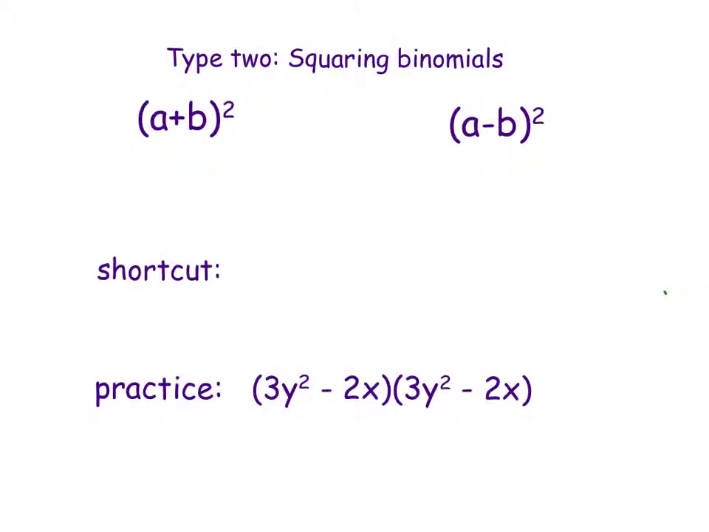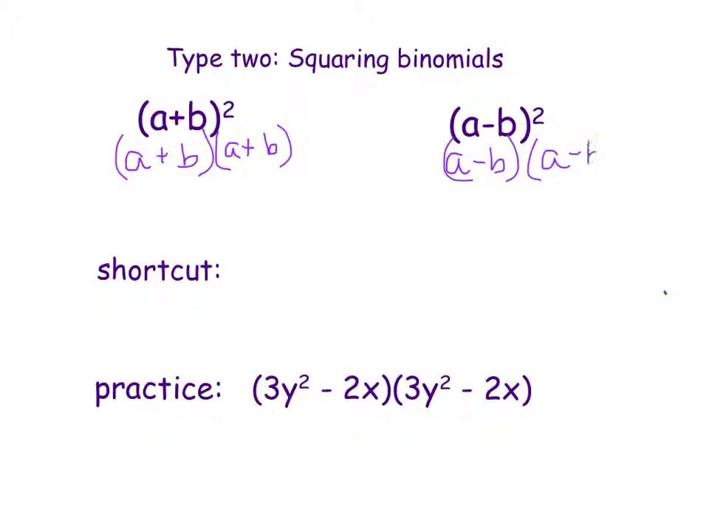Alright, so the second type is squaring binomials. It's when the first and last term are the same, like in type 1, but now both are either addition or subtraction, not one of each. So I have my two terms in the binomial, a and b, and a and b. They're the same, but now they're both addition, or they're both subtraction.